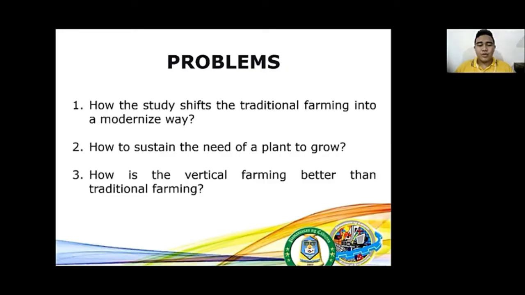All in all, what we want to answer in this paper is, one, how to sustain the need of a plant to grow. Second, how the study shifts the traditional farming into a modernized way. And last, how is vertical farming better than traditional farming? To answer our first question, we describe the following advanced technologies that can be used in farming, and they are hydroponics, aeroponics, and aquaponics.